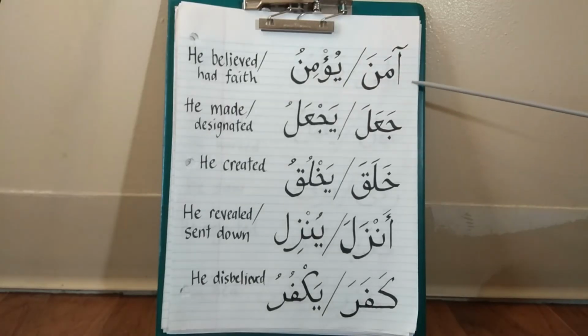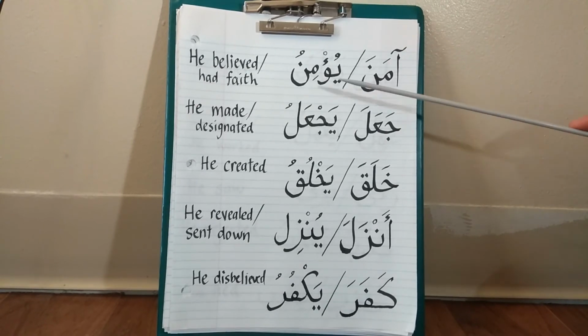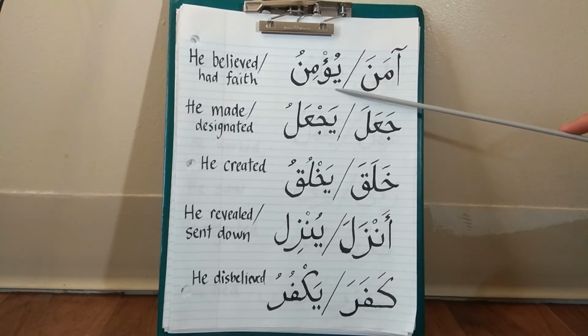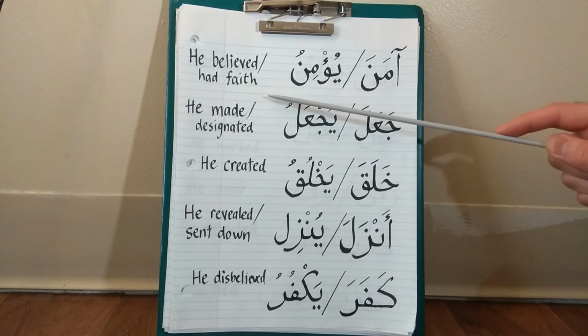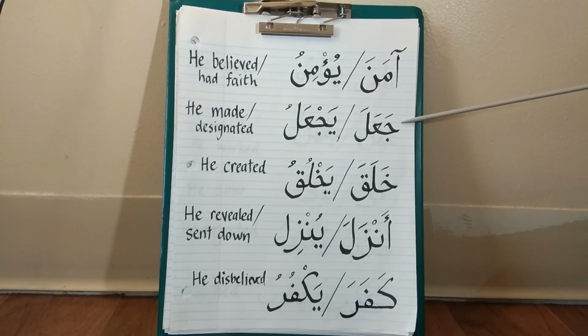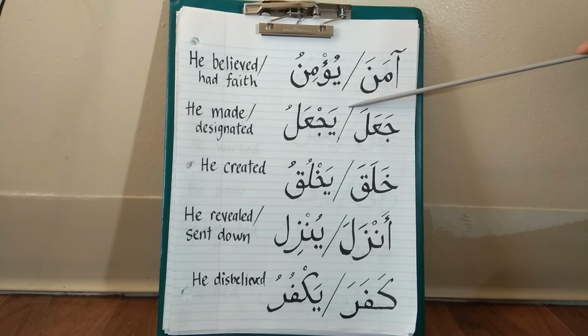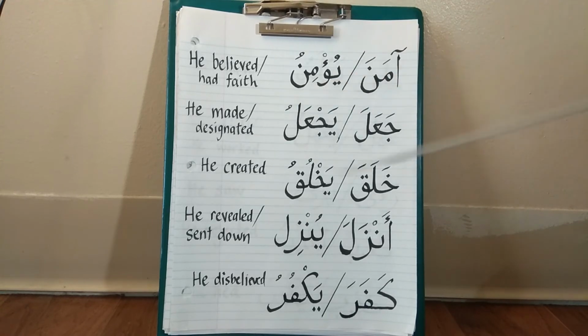So here are 5 of the most common verbs of the Qur'an. You'll notice that I've included both the past tense and the present tense here. We'll talk more about the present tense starting in the next lesson, but for now let's focus on the past tense. Amana means he believed or he had faith. Present tense, yu'minu. Ja'ala has present tense, yaj'alu, and it means he made or he designated.